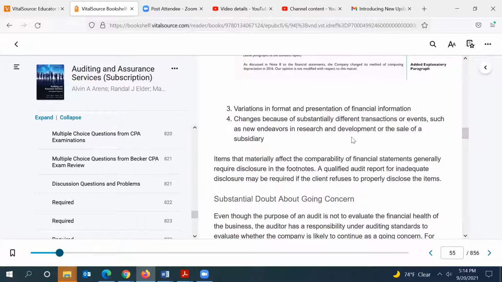Then variations in format and presentation of financial information. Cosmetic changes in the financial statements. Well, again, how often do you think this happens? All the time. How many financial statement readers care? They don't. So we won't make a separate explanatory paragraph due to that.